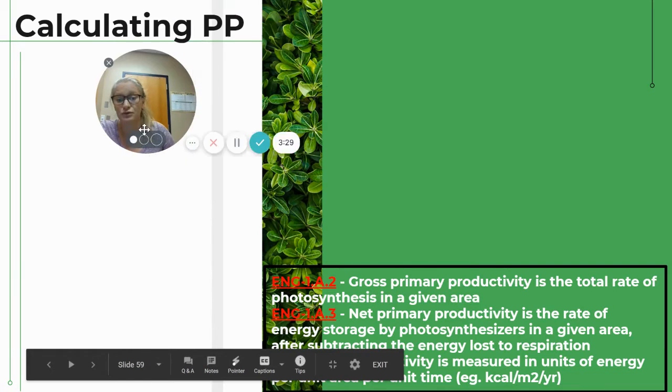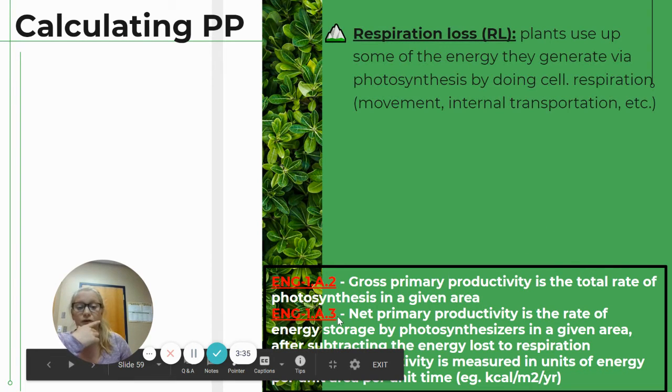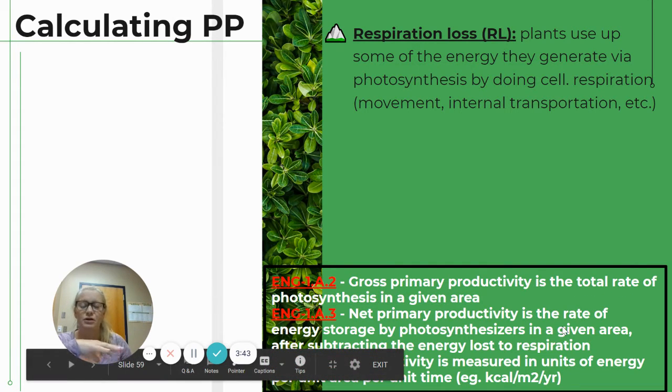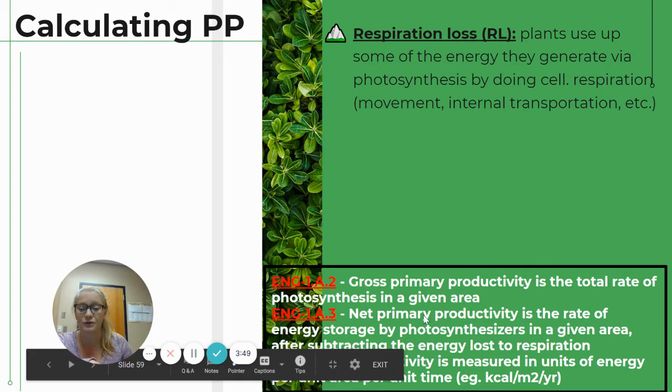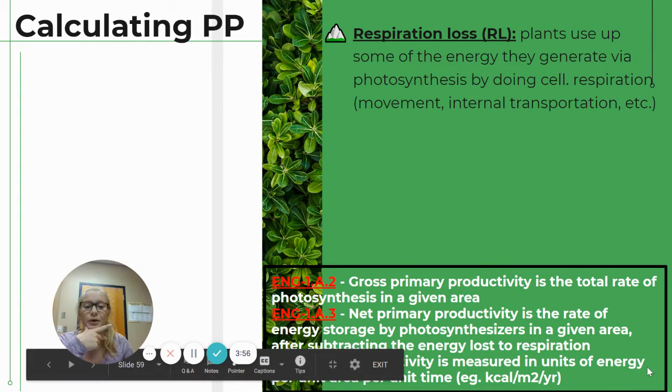So we have 2 essential knowledges here, and we're talking about energy in these essential knowledges. Our second essential knowledge is gross primary productivity is the total rate of photosynthesis in a given area. These are all basically definitions that we're going to go over. I'm going to leave these here for you to view, but I don't think you should worry too much about knowing this as long as you know what's on the PowerPoint.